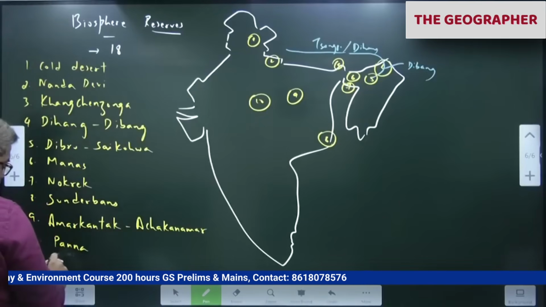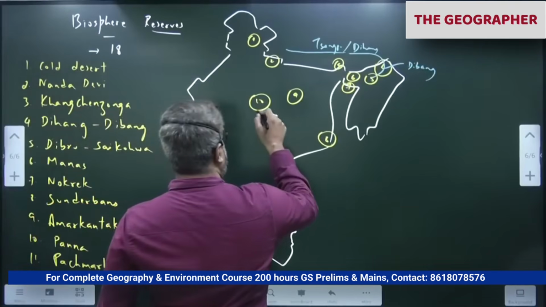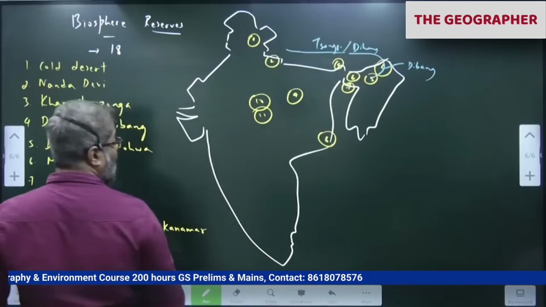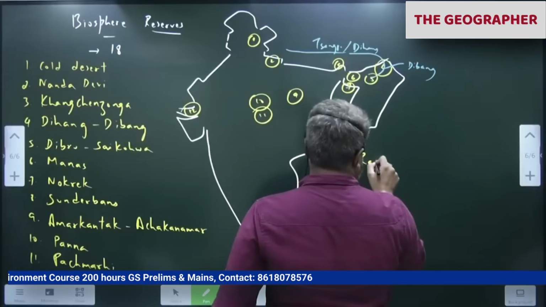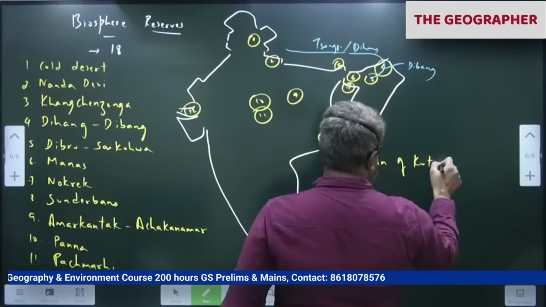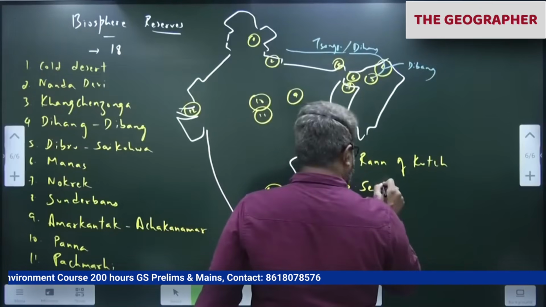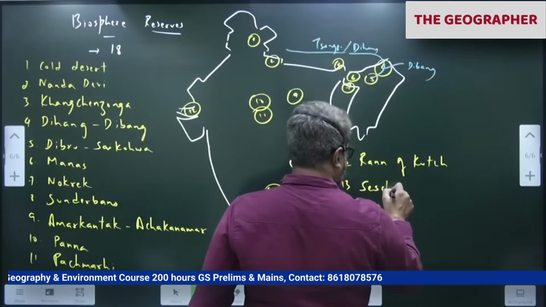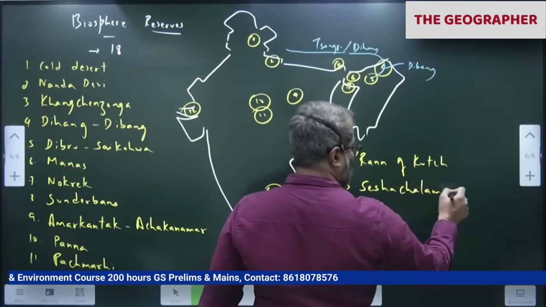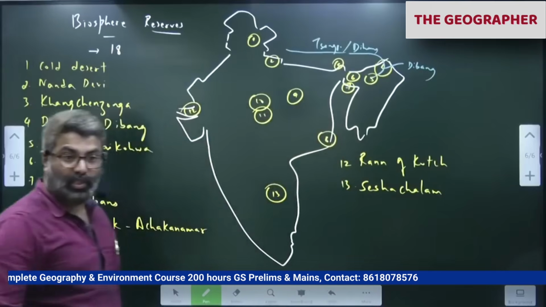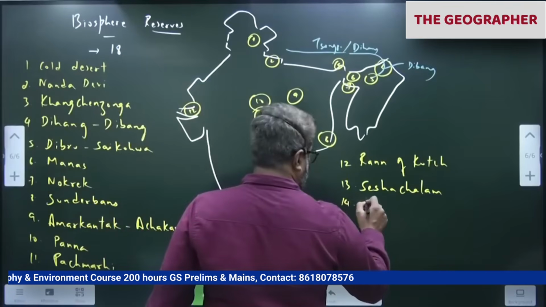11th. Have they given Pachmarhi? Pachmarhi, 11th. 12th, Rann of Kutch. Rann of Kutch is 12th. 13th, Sheshachalam. Sheshachalam is Sheshadri, Tirupati. Sheshachalam Hills. Tirupati's zone is called Sheshachalam. 13th. 14th is Nilgiris.